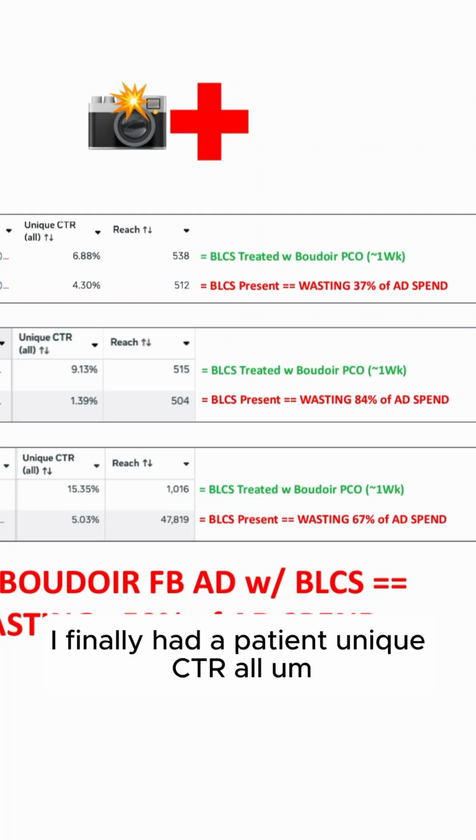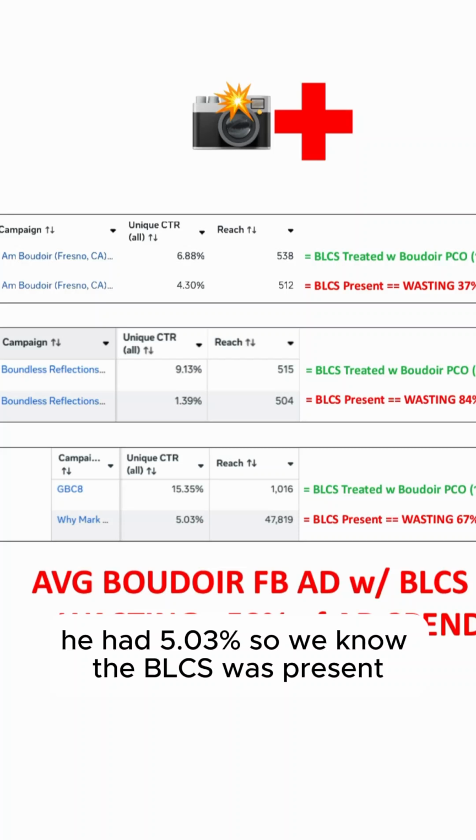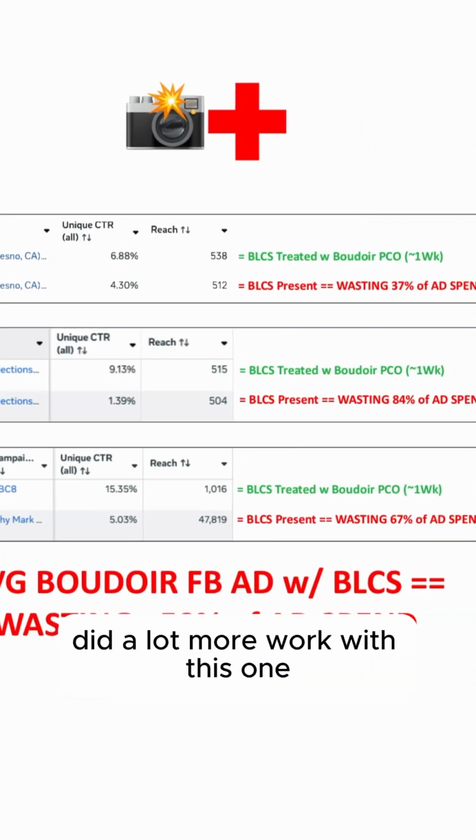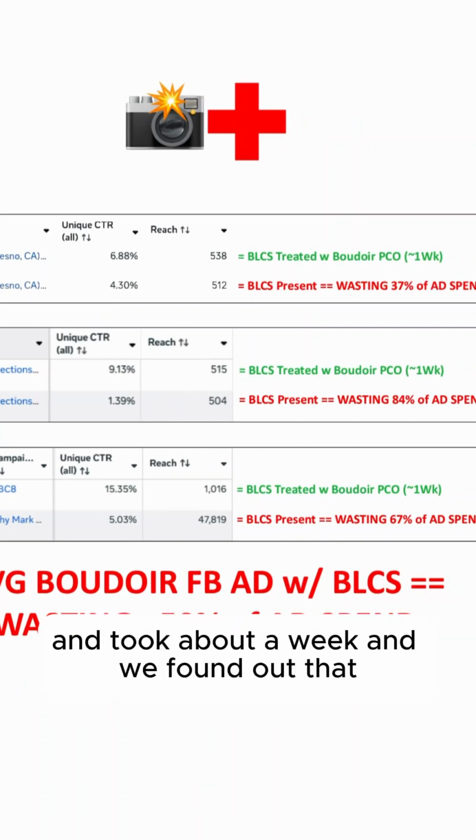And finally, we had a patient with a unique CTR all of 5.03%, so we know that BLCS was present. We did a lot more work with this one, treating it with Boudoir Pico. And it took about a week.